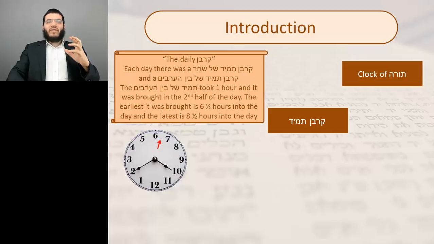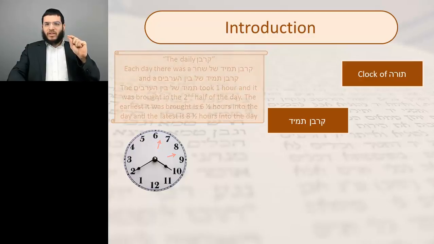So that's the earliest time the korban tamid shel bein arbaim was permitted to be brought. However, it was hardly ever brought at that time. It was only on rare occasions on Erev Pesach, based on the way Erev Pesach worked out, that sometimes it was brought at 6.5 hours into the day. The main time for bringing the korban tamid shel bein arbaim was 8.5 hours into the day, which in our clock we would say is 12:30 as the earliest, and the latest it could be brought would be at 2:30. And like we mentioned, it took a complete hour, so it comes out that the time of the korban tamid shel bein arbaim was from 6.5 hours into the day until its conclusion at 9.5 hours into the day.